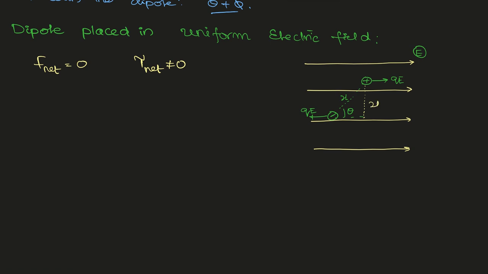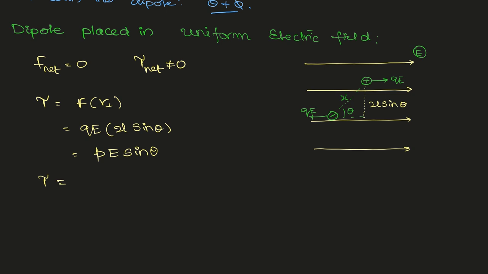For that, if this angle is theta, the perpendicular distance between the two forces is 2L sine theta. The torque will be equal to the force acting at one point times that perpendicular distance, that is QE into 2L sine theta, or Q into 2L, that is P, E sine theta. This torque we can express as P bar cross E bar. So we'll have some questions based on this equation.